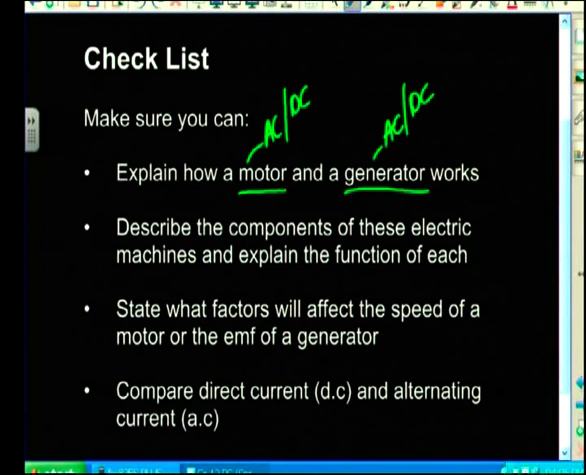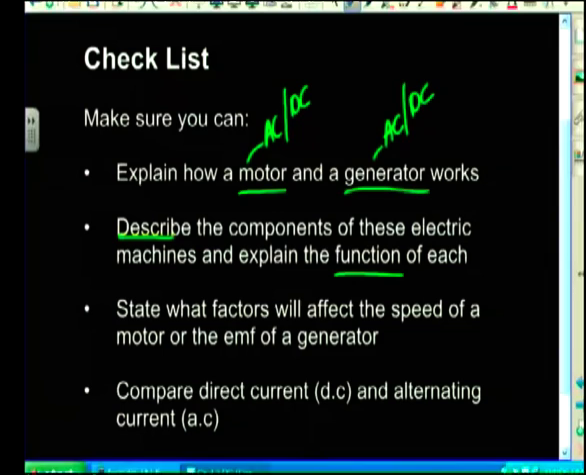You must be able to describe the components of these electrical machines and explain the function of each. So you need to know what they do, what they look like, and what their function is. In particular, they're going to ask you about things like the carbon brushes, which are very important, the armature, which your coil sits on, and your commutator, whether it's a slip ring or a split ring, okay?